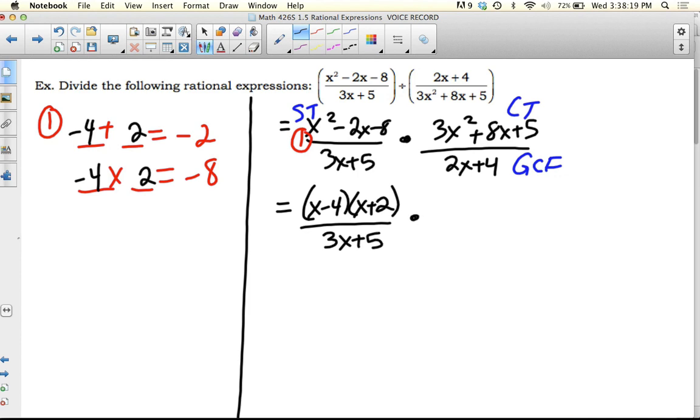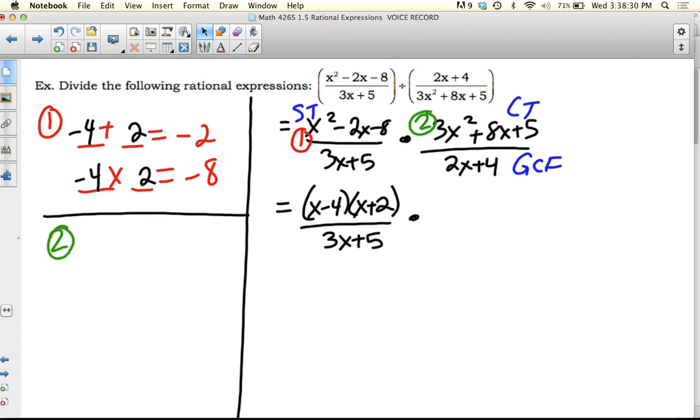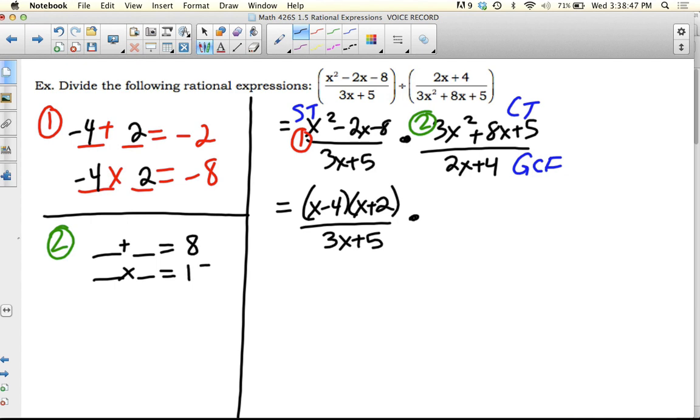All right, and now I have my complex trinomial. Let's do a little bit more side work. I'm going to call this number 2. We have 3x squared plus 8x plus 5. We need two numbers which add to give us 8 in the middle, and those same two numbers multiply to give us 3 times 5, which is 15. Those two numbers are 3 and 5.